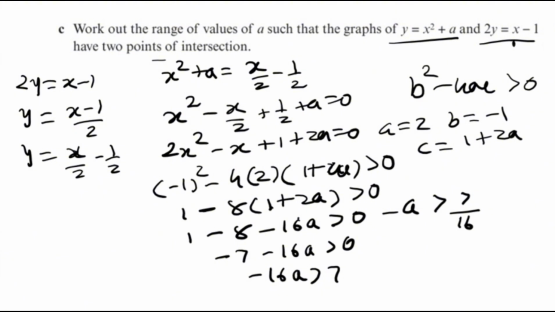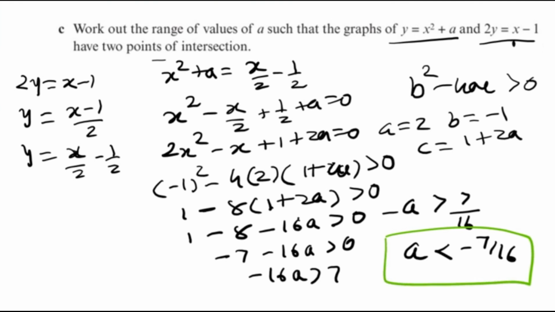Now I want the value of a. So I have to multiply by minus 1 on both sides, but we know when we multiply by minus 1, the sign of inequality will change. So a less than minus 7 over 16. So all the values of a which are less than minus 7 over 16 will give you these two real solutions for this curve.